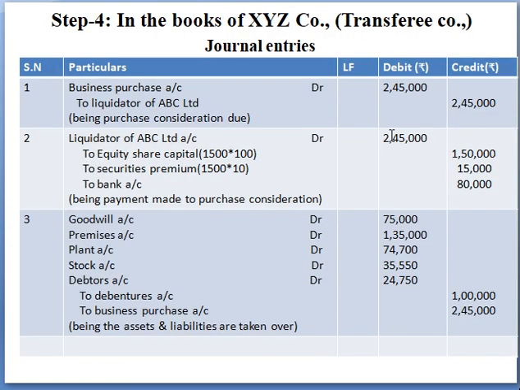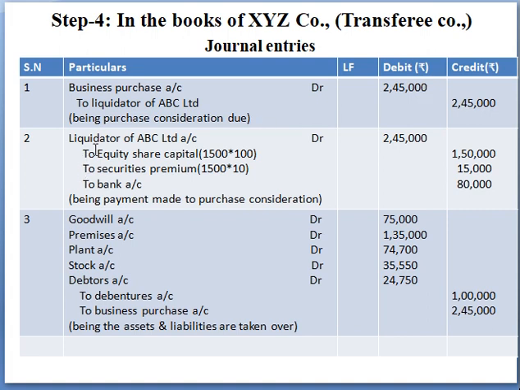Now you have to pass the journal entries in the books of purchasing company, that is XYZ Limited. First one is the business purchase. So the entry is business purchase account debit to liquidator of ABC Limited. What's the purchase amount? That is 2,45,000. And your second entry is the mode of payment. So how is this 2,45,000 paid? It is paid through cash and equity, right? So here the equity capital is issued at 10 rupees premium also, right?